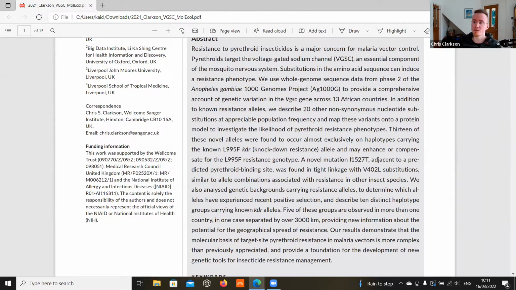This raised a number of particular SNPs that looked very interesting and looked like they warranted further research. Actually, that research has been done, and I'll get to that in a minute because it's quite exciting. We also analyzed the genetic backgrounds carrying resistance alleles, and this enables us to look for recent positive selection, and to track these haplotypes, these mutations, if you like, through space and time by using the genomic sequence around these resistant alleles.